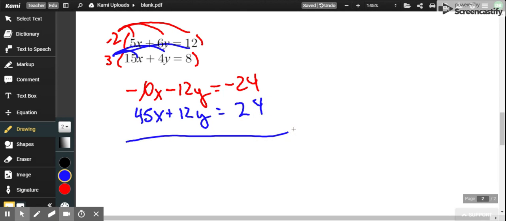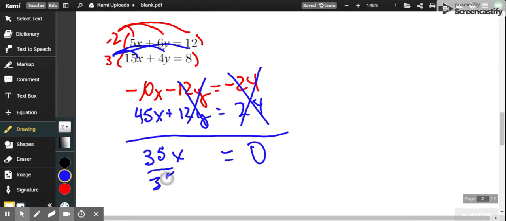So I'm looking at these. What I noticed right away, these will cancel out. And at the same time, this will be equal to 0 now. I have a negative 10 and a positive 45, so I'm left with 35x equals 0. Now divide by 35 on both sides. Anything divided into 0 is 0, so x equals 0.